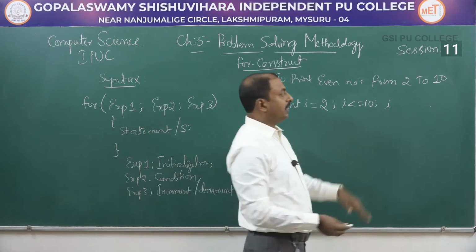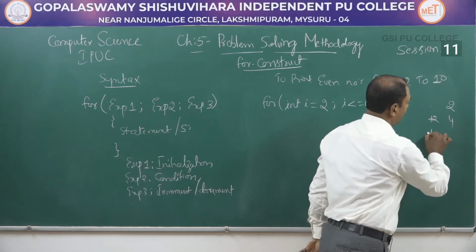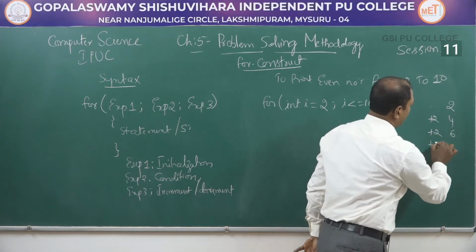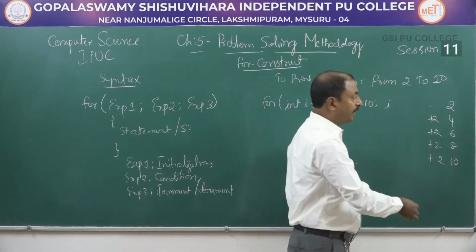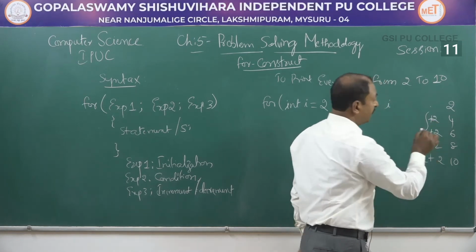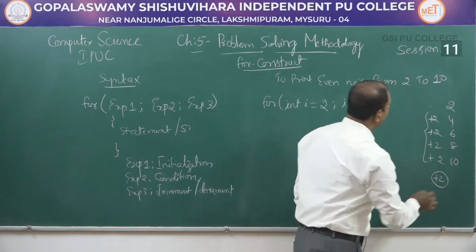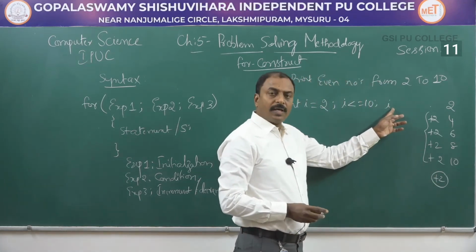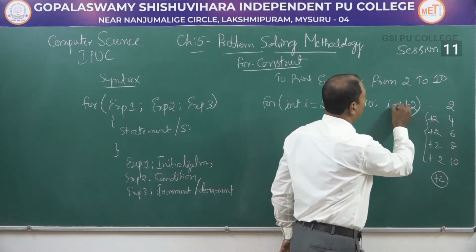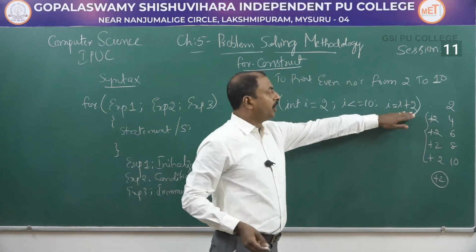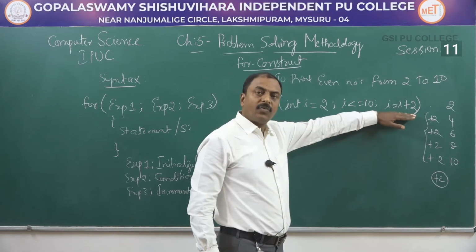How do we get even numbers? First I have to print 2, then by adding 2 we will get 4, then by adding 2 we will get 6, plus 2 is 8, plus 2 is 10. If you look at this example here, there is a constant increment in the value by plus 2. So here the increment should be i = i + 2. The meaning is that the value of i will be incremented by plus 2 at every iteration.